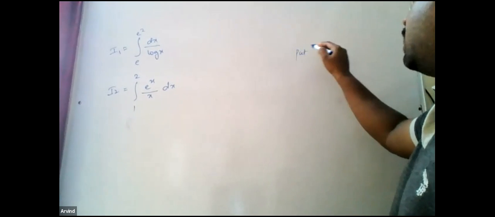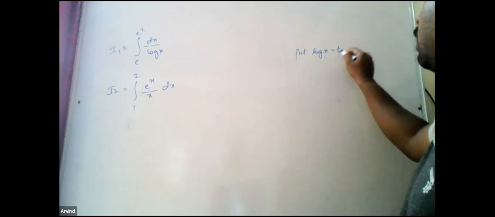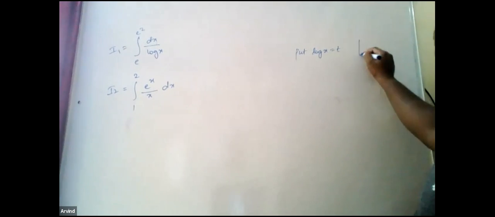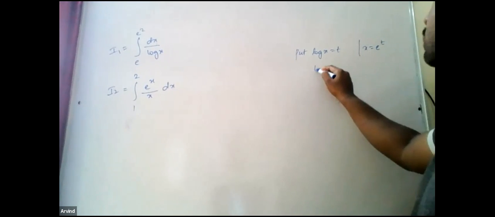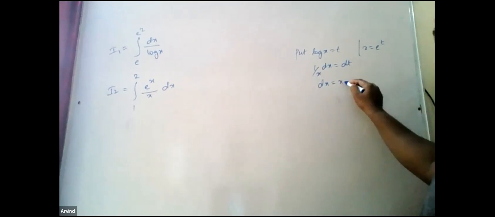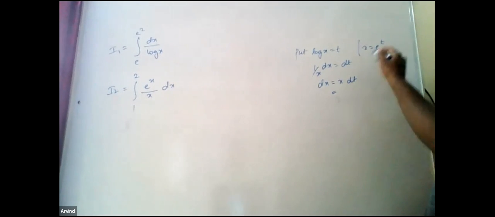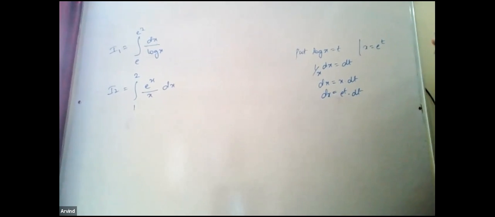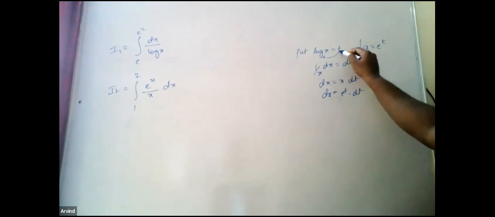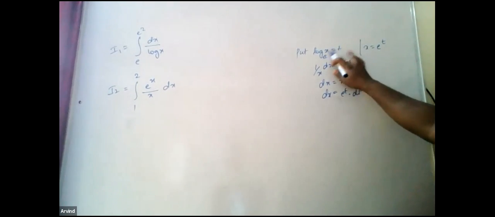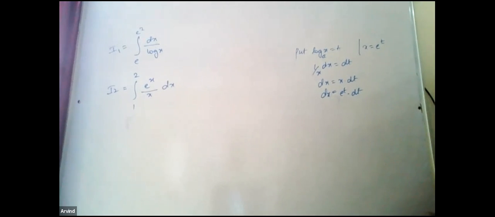In the first integral, put log x equal to t. Therefore x will become e power t. Differentiating, 1 by x dx is equal to dt. Therefore dx will become x into dt. How can we write x? We can write it as e power t. Log x is equal to t means x will become e power t, because the base is e, so e raised to this will become x. So dx is equal to e power t dt.